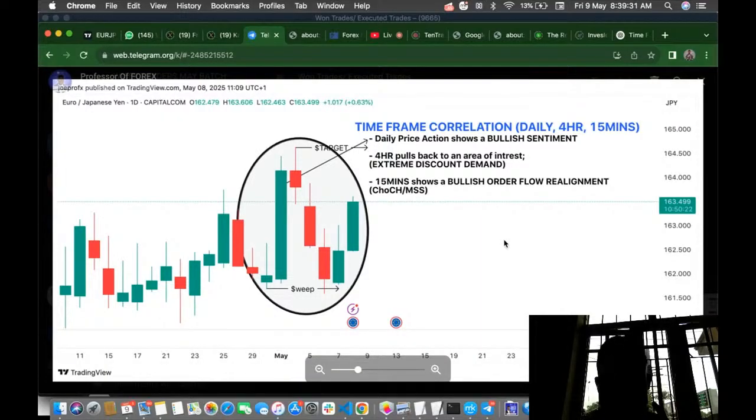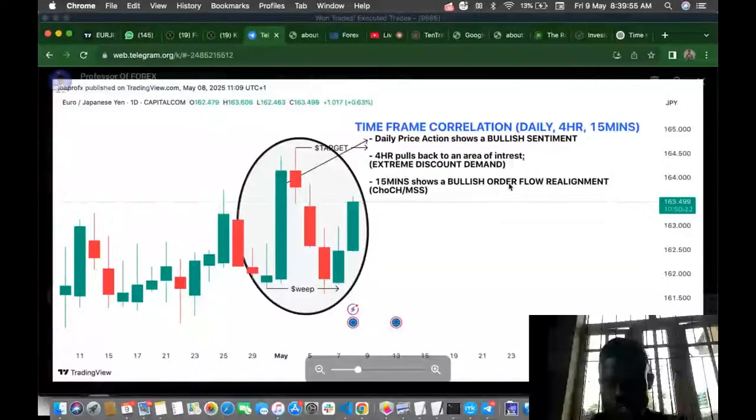This is a perfect example of how to correlate your time frame. This is an example of daily, 4 hours and 15 minutes. Very clear. So there was a sweep, right? And after the sweep on daily, on 4 hours, I said 4 hours pull back to what? An area of interest. Extreme discount demand. On 15 minutes, we saw a bullish order flow realignment, a change of character.